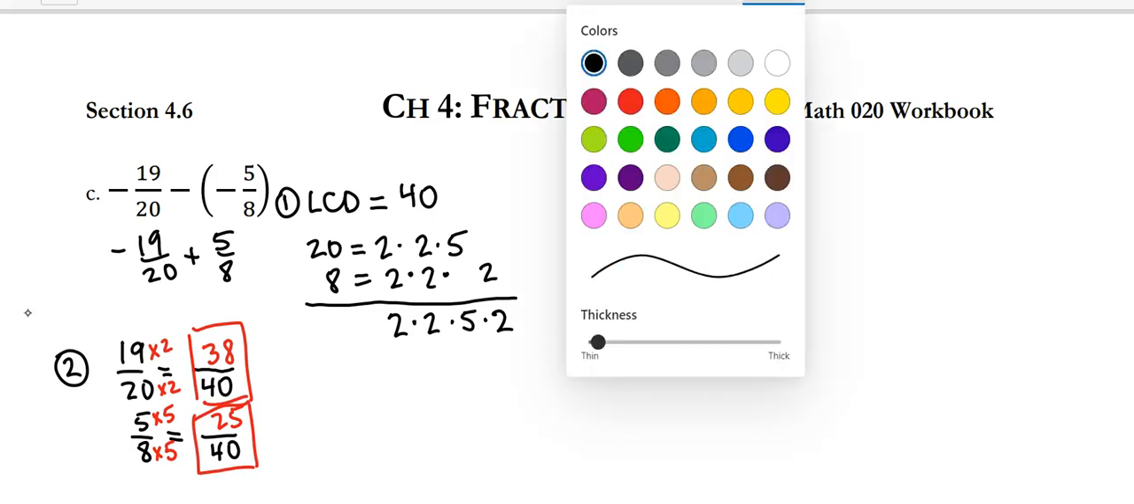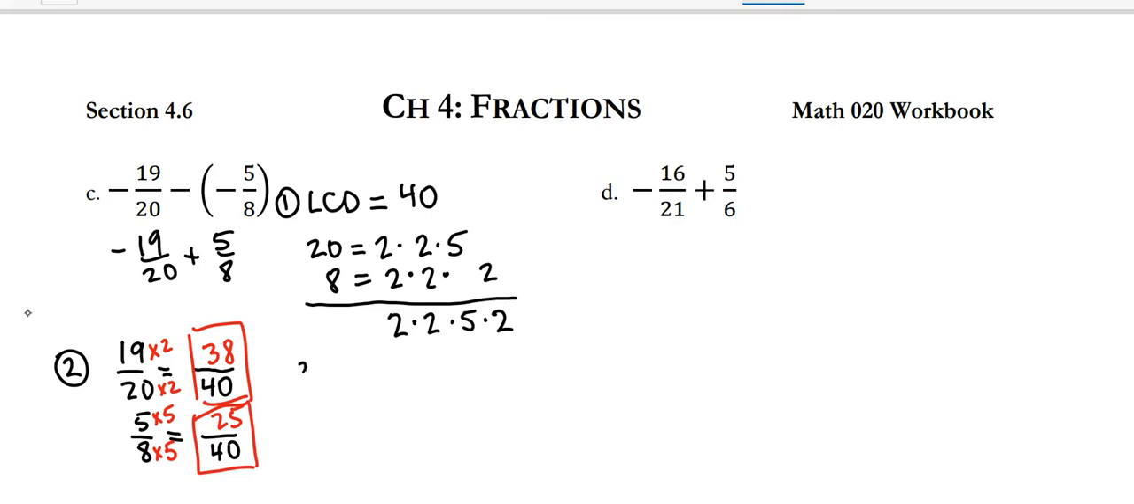All right, so step number 3. Now we're ready to do addition. So we have negative 38 over 40. Just to point out that the first number always had the negative sign in front of it. So now we're bringing it down. So this is where the negative came from. Okay. So then I'm going to add 25 over 40. Okay. So the same denominator. So I'm going to keep the 40.